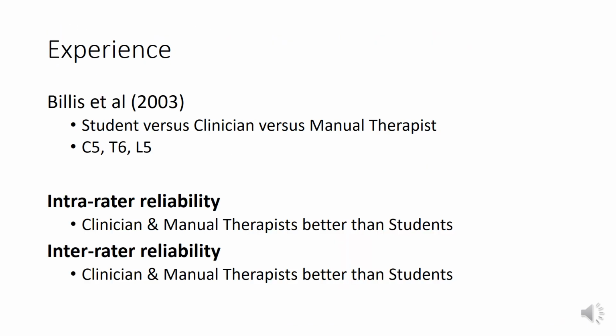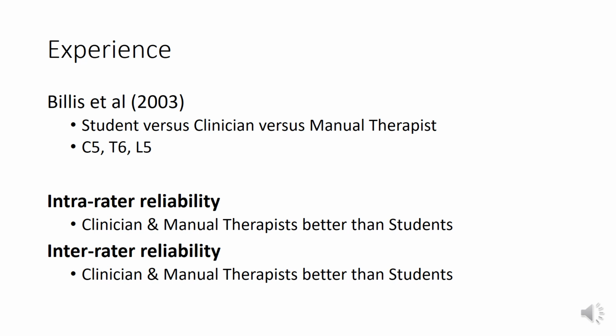Let's have a look at the clinician's experience level first. In 2003, Billis and colleagues performed a study that included 3 different clinical experience levels: students, clinicians, and therapists who perform manual therapy as their main specialty. They also chose 3 spinal segments for determining their reliability of palpation. If you're interested in the details of the study, the reference is at the end of this video.